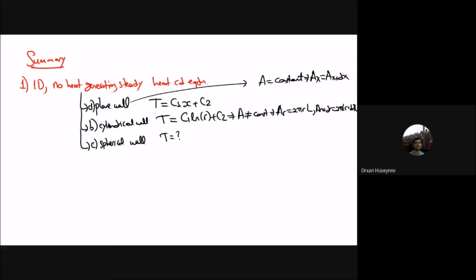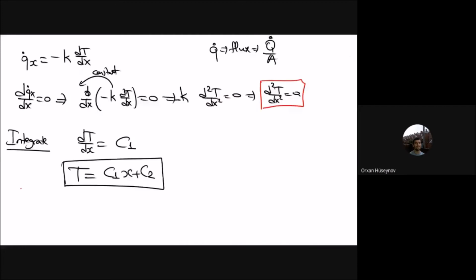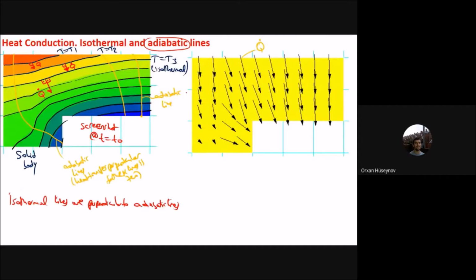You can see that by the variation of the area, the temperature has become a bit more complex. That depends on the logarithmic function of the r. This one was the most important case for this chapter. And also for this chapter, I've looked at the graphical method of heat transfer. For this graphical method, you have two lines: one is the isothermal line, and the other one is the adiabatic line.